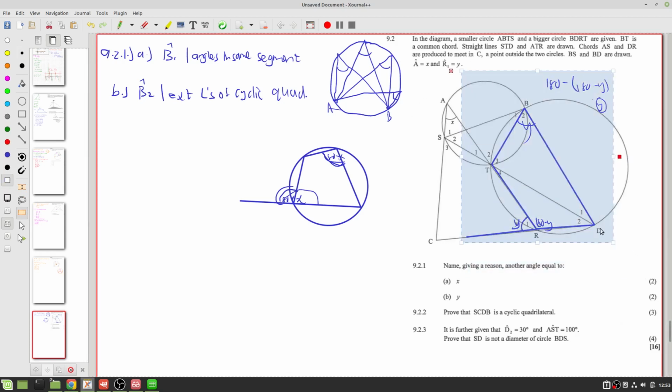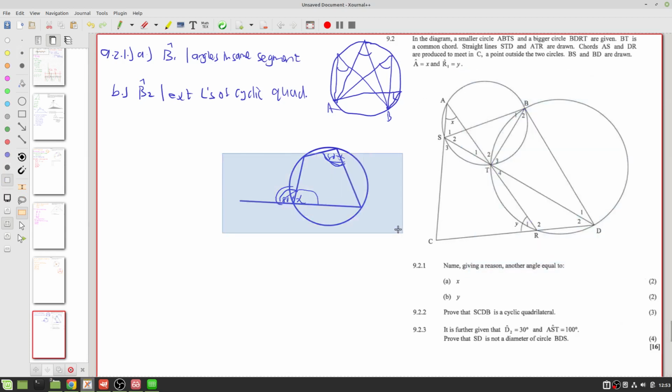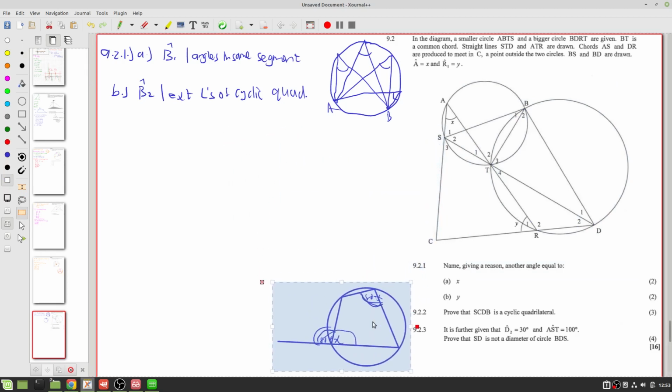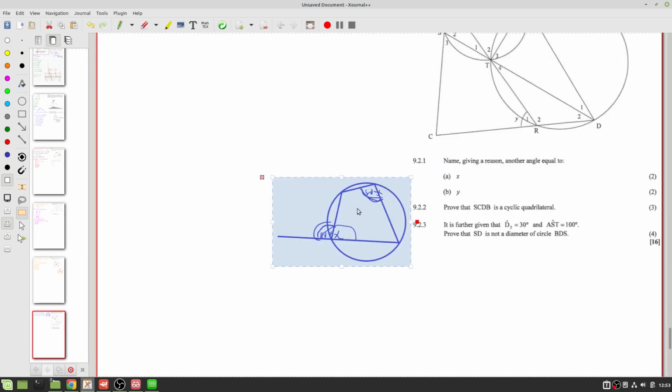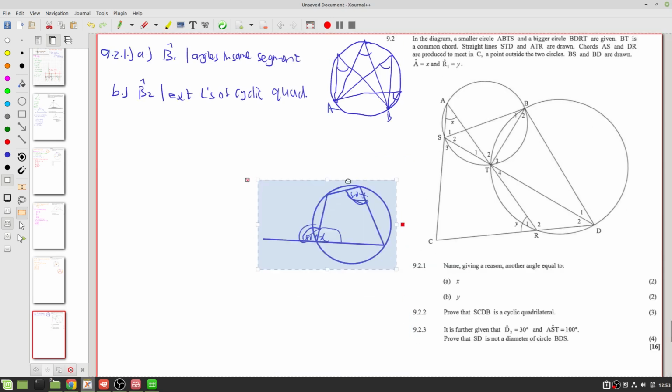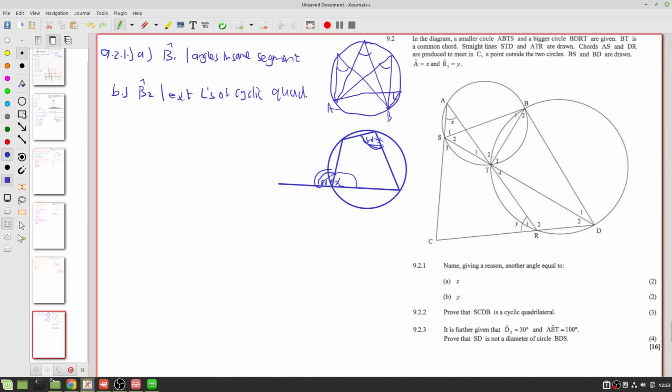Let's just get rid of those, and then we can move this out of the way. Actually, it's probably fine. We can just keep it over here next to the question and get on to the next question, 9.2.2. Prove that SCDB is a cyclic quadrilateral.